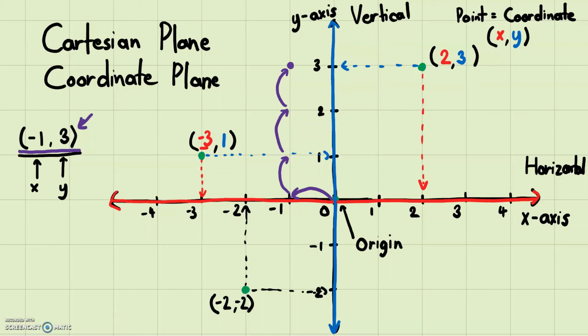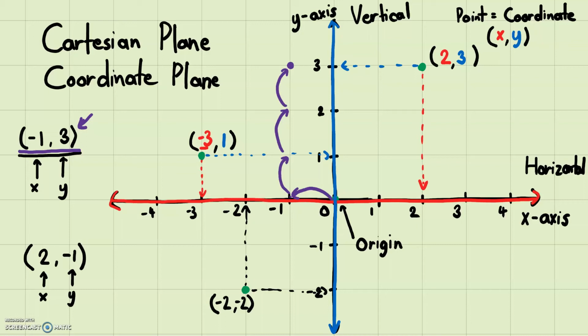Okay, let's try plotting another point. How about (2, -1)? Okay, so just remember that our 2 is going to be the x-coordinate, -1 is going to be the y-coordinate. And let's use a different color.